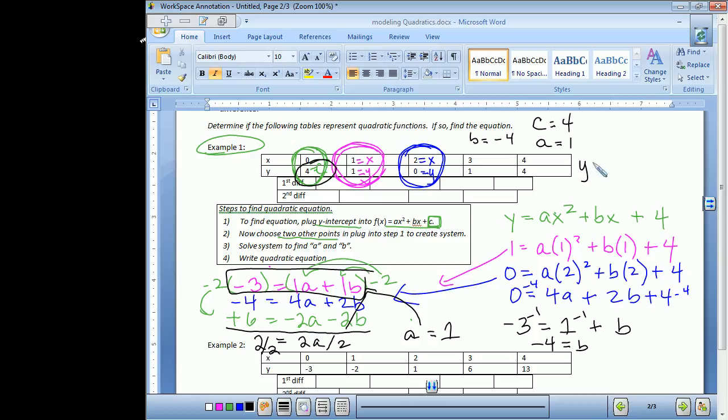So it's y equals ax squared plus bx plus c. There's my equation. Now, you do not have to do that on your test. But some of your teachers are going to show you that, and I wanted you to see it in here first.